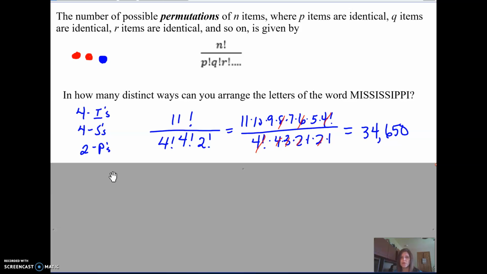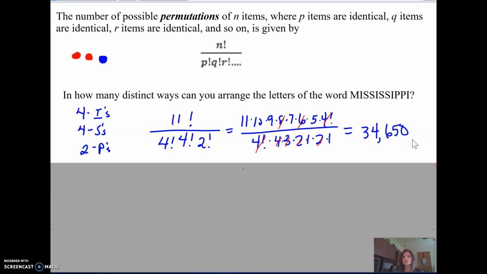If I want to do this mathematically, I'm going to do 11 times 10 times 9 times 8 times 7, all the way down to 4 factorial, which is the highest one I have in the bottom. And so then the 4 factorial cancels the 4 factorial. The other 4 factorial and 2 factorial, I'll go ahead and write out: 4 times 3 times 2 times 1 and 2 times 1. And then I will cancel where I can on the top. So the 4 times the 2 cancels an 8, the 3 times the 2 cancels a 6. We multiply through the rest and we have our answer.